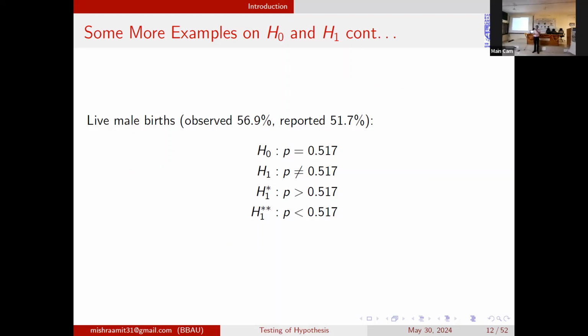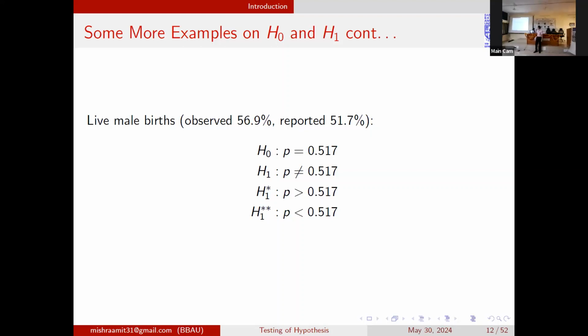So now P is a parameter. जितने भी लोग वहां हैं उनका जो मेल बर्थ हो रहा है उसका प्रोपोर्शन इतना है। ऑल्टरनेट क्या क्या हो सकता है? Proportion is not equal to this, proportion is greater than this, proportion is less than this.